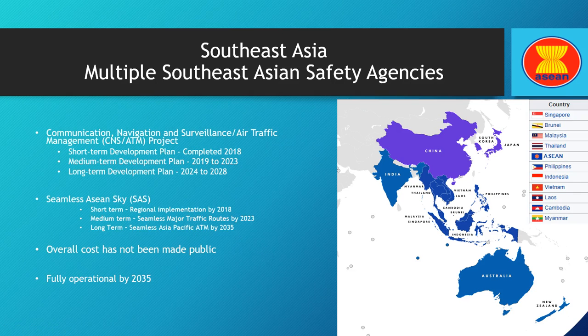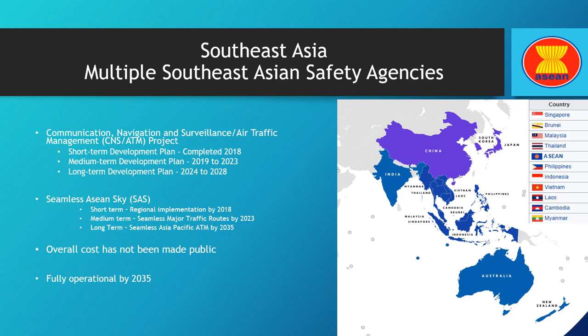As late majority adopters under Everett Rogers' diffusion of innovation model, Southeast Asian and Pacific nations comprising 11 countries have been developing the region's future air traffic management system, Seamless Asian Sky, since 2011. Collectively, under the Asian Open Skies policy, the nations have been creating segments of the new system by creating the communication, navigation, and surveillance air traffic management system. The CNS ATM system has been completed since 2018. Overall cost has yet to be made public, but it's fully operational by 2035.